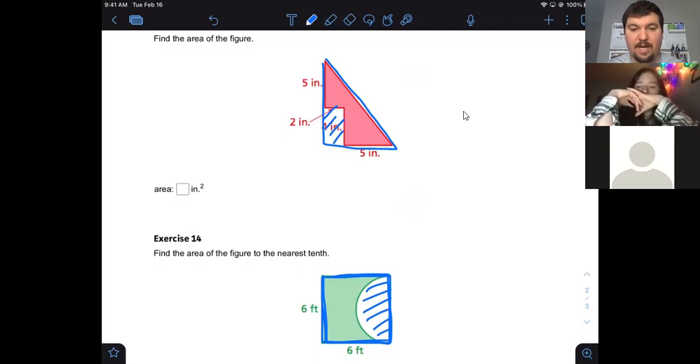Okay, so there are some composite shapes where the best way to find the area is to subtract instead of trying to split it into shapes and then adding. Okay, so that's what I would do.